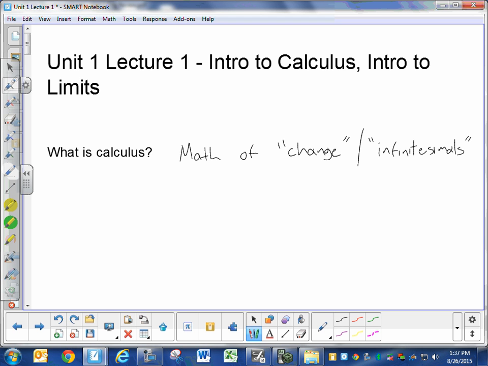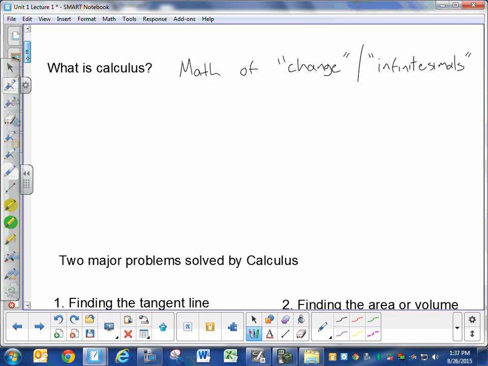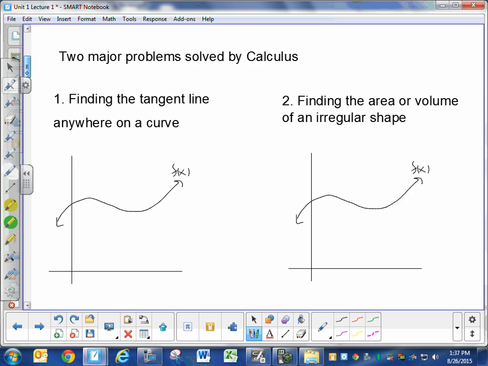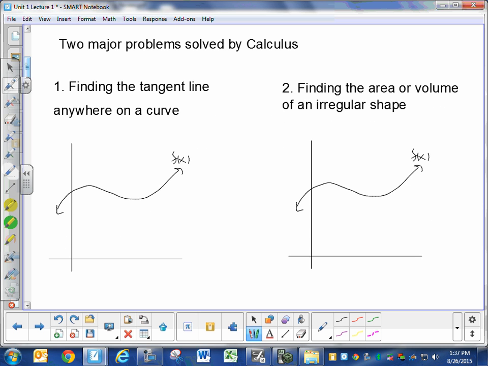Infinitesimals, very, very small, minute changes. Infinitely small changes. Small lengths. And there are two major problems solved by calculus. One was finding the tangent line anywhere on a curve.